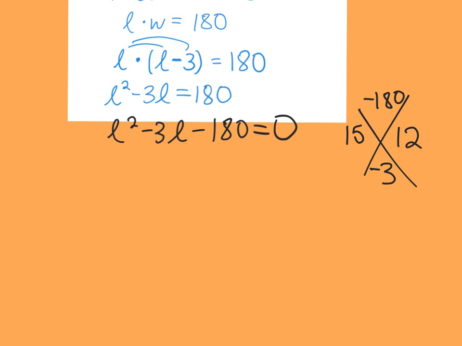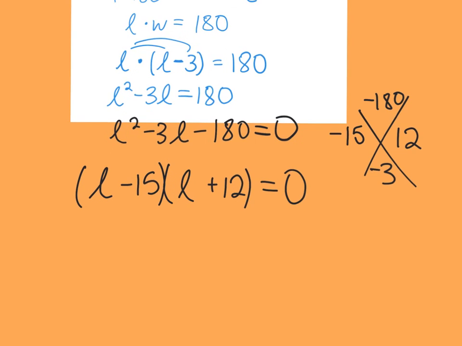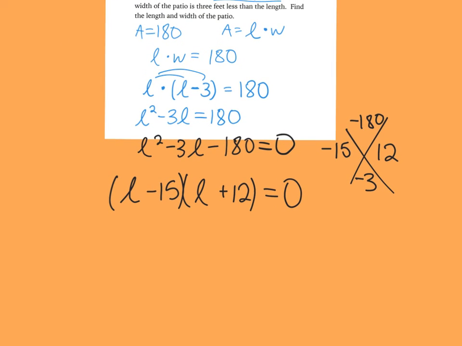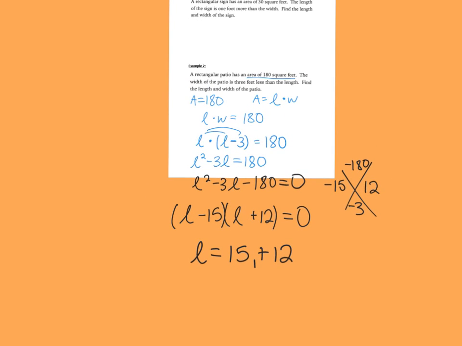If I had 15 and 12, which one would need to be negative? 15. The 15. Okay? So then I've got L minus 15 times L plus 12 is 0. Now you're speaking a language I understand. So L equals positive 15 and negative 12. Those aren't 3 away from each other. No, they're not. I think this should be positive 12. Yeah, we messed something up. Maybe this should have been.